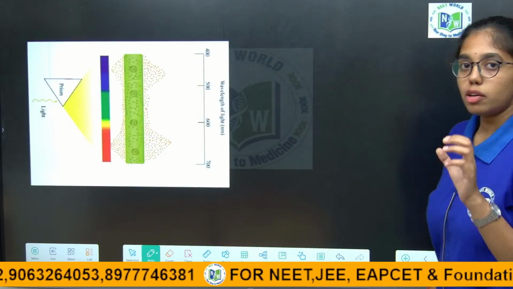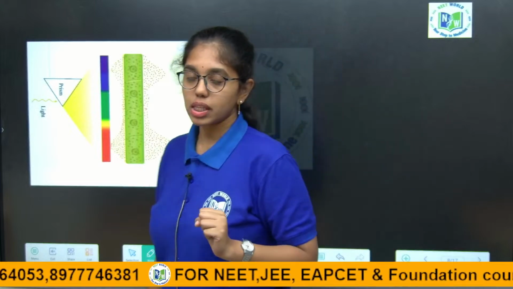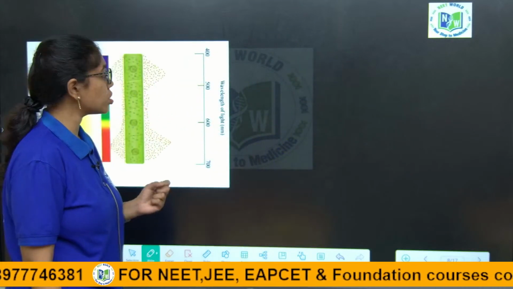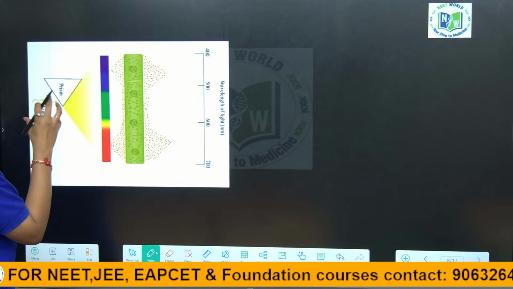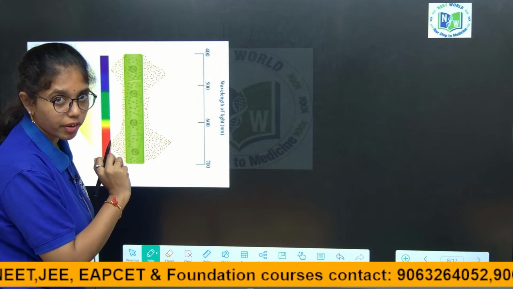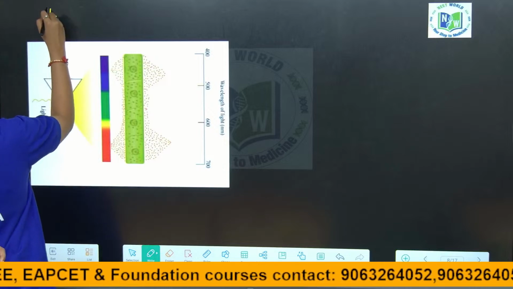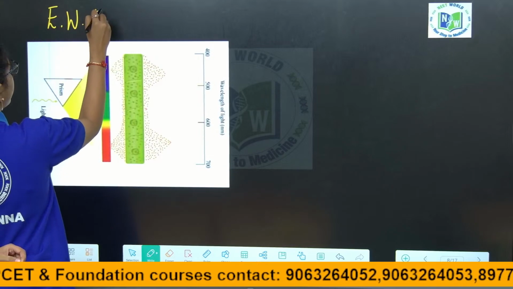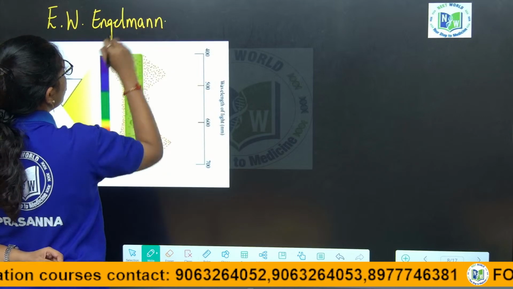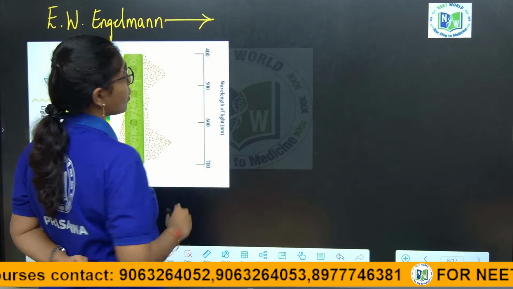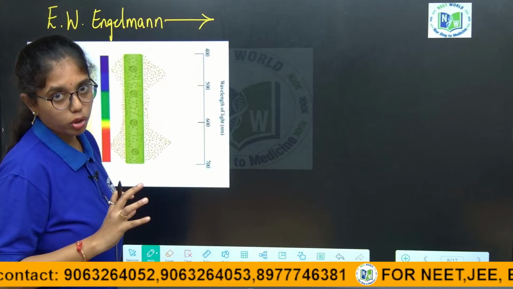Now, that sunlight is essential for photosynthesis was shown by Jan Ingenhousz. Later, the concept of which spectrum of sunlight is essential for photosynthesis was established by E.W. Engelmann.